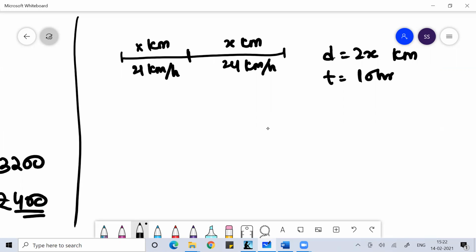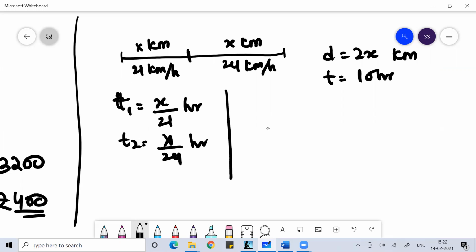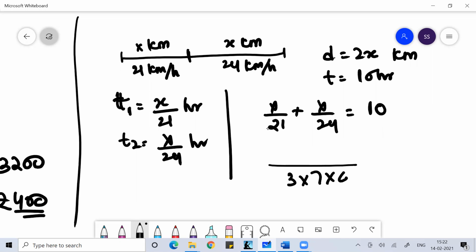So what is the time? The time of the first half of the journey is x by 21 hours, and the second half of the journey is x by 24 hours. The total time it took is 10 hours. So x by 21 plus x by 24 is equal to 10. I can take the LCM of 21 and 24, that is 3 into 7 into 8. So this is 8x plus 7x, which is 15x.